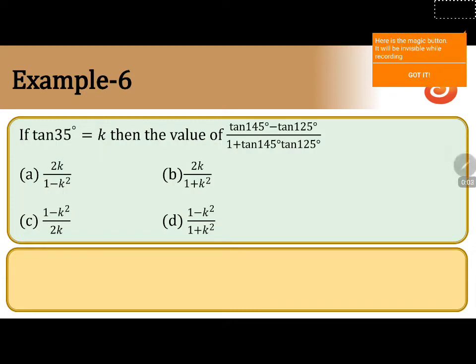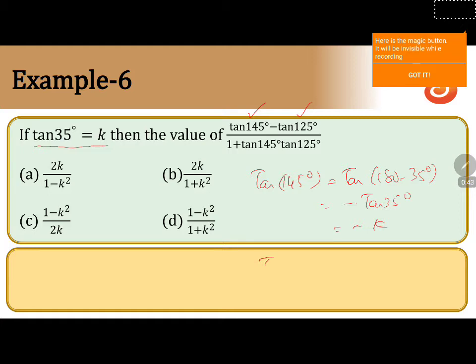In this, we will get the answer in terms of k because tan 35 degrees is k. So the purpose here is to convert tan 145 and tan 125 in terms of 35 degrees. Tan 145 degrees is equal to tan of 180 minus 35, which is minus tan 35, which is minus k.